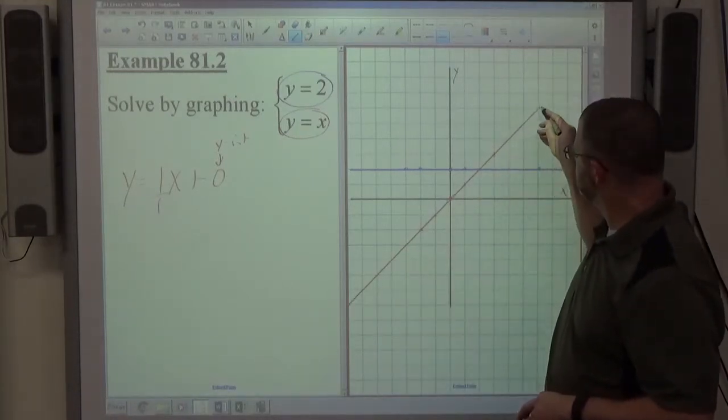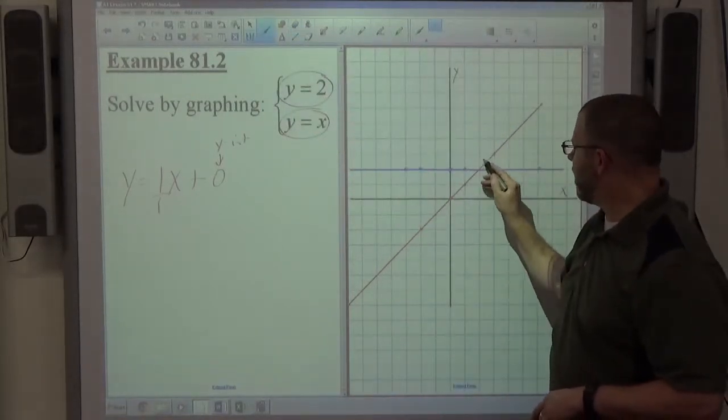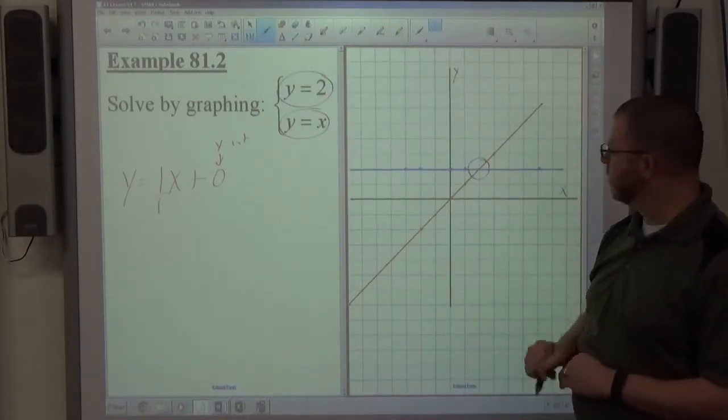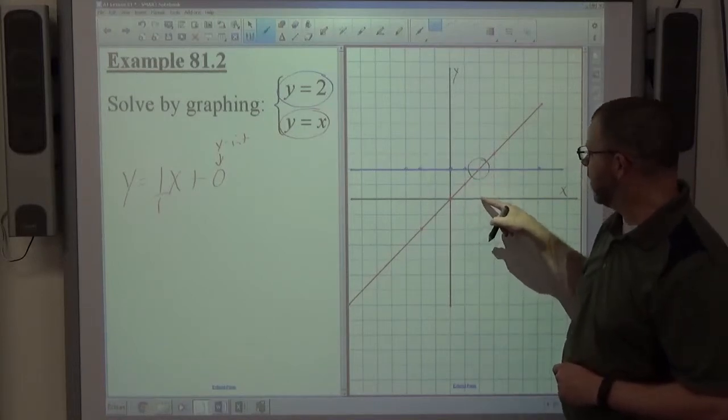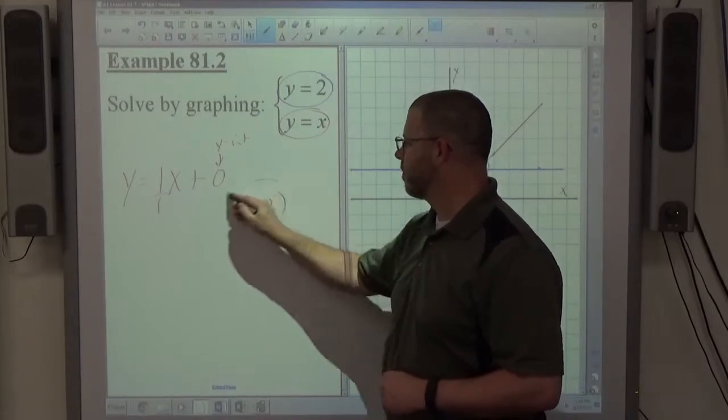like so. And again, our job when we solve by graphing is to identify the point of intersection of the two lines. These lines intersect 2 spaces to the right, 2 spaces up, so the correct answer to this is 2, 2.